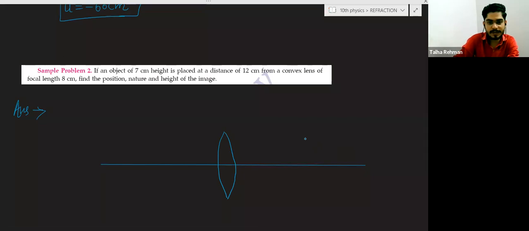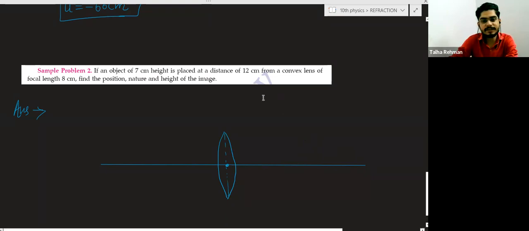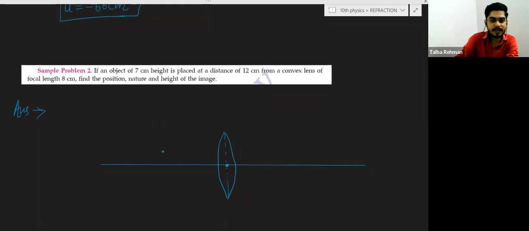So this is the convex lens, and this is the optical center, and your object is of height 7 centimeter, placed at a distance of 12 centimeter from the convex lens of focal length 8 centimeter. This is the left side, this is the right side.